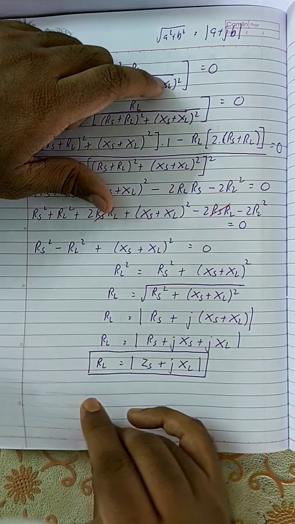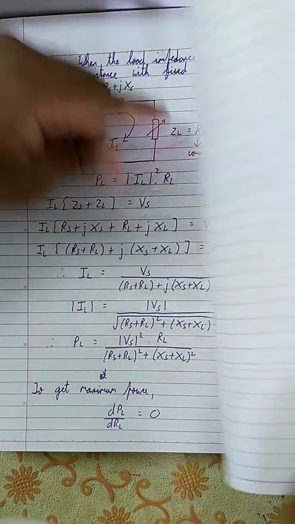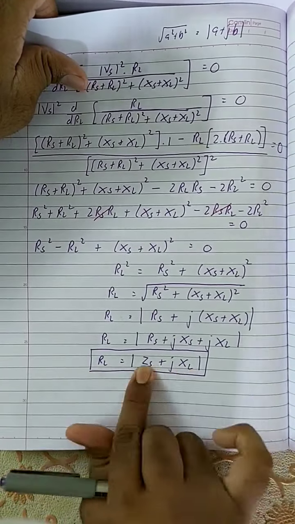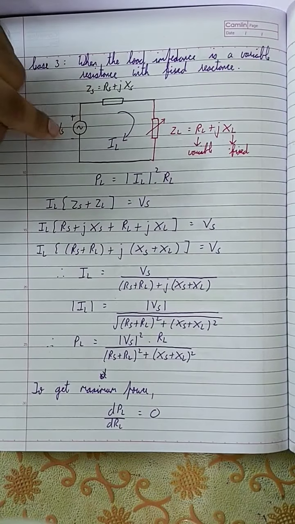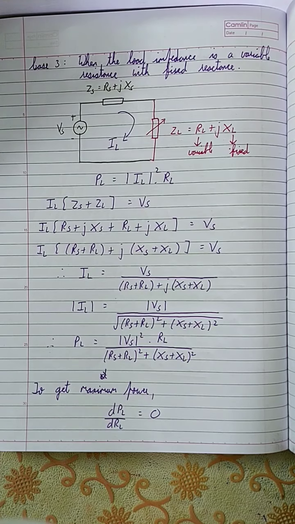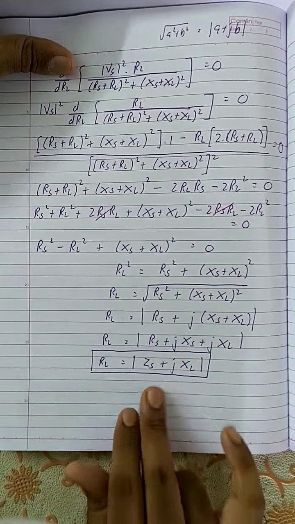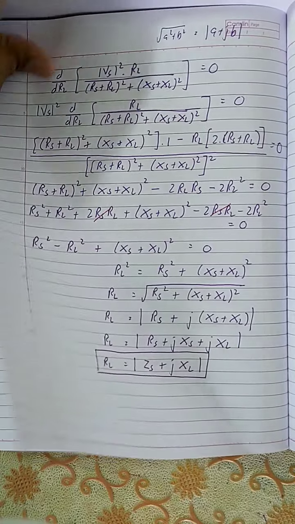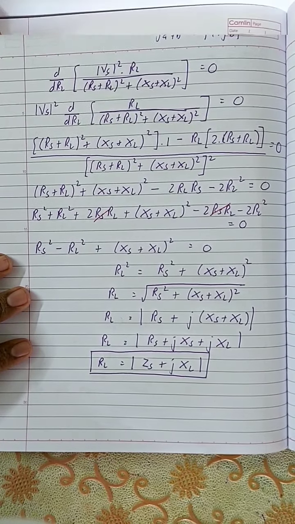And since this is a variable load resistor, if you fix the load resistor to this value, you will get maximum power from the source. This is case 3. Okay. So let me tell you this in summary.